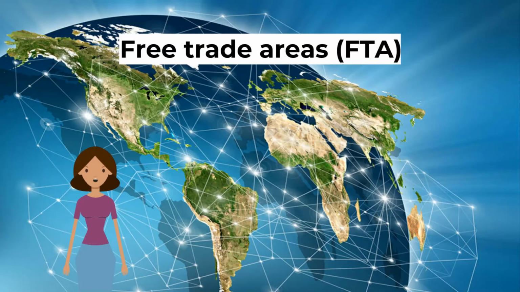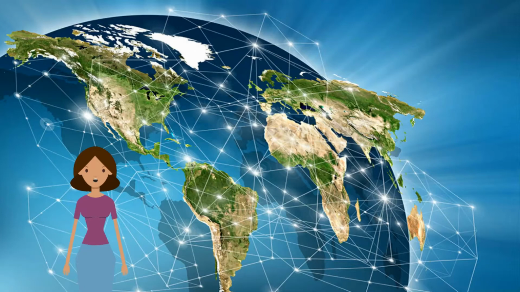Secondly, free trade areas or FTA. These occur when 2 or more countries in a region agree to reduce or eliminate trade barriers on all goods coming from other members. Each member is able to impose its own tariffs and quotas on goods it imports from outside the trading bloc.